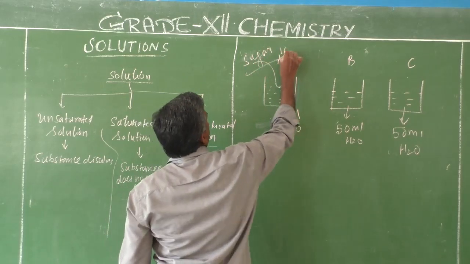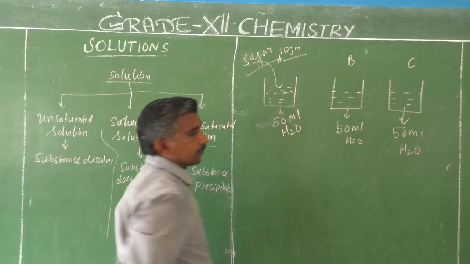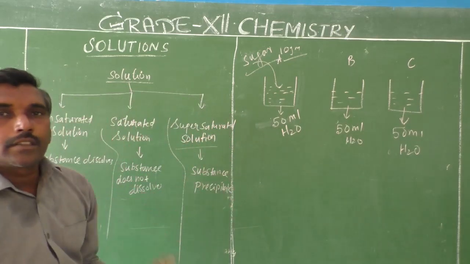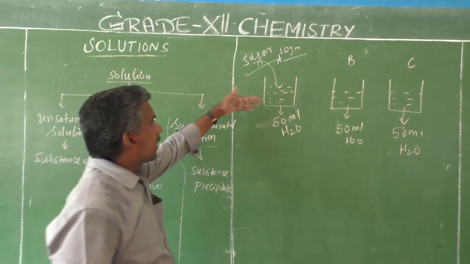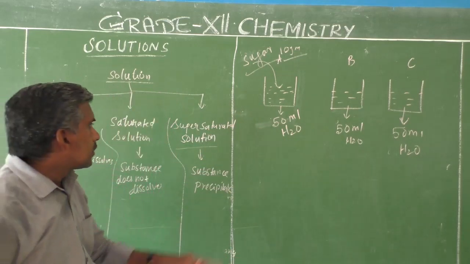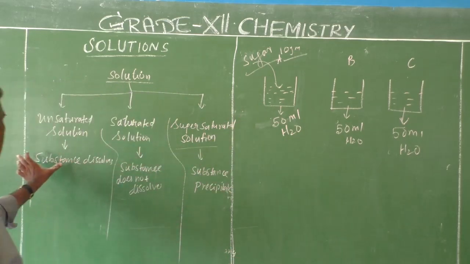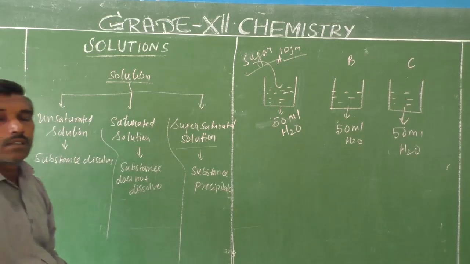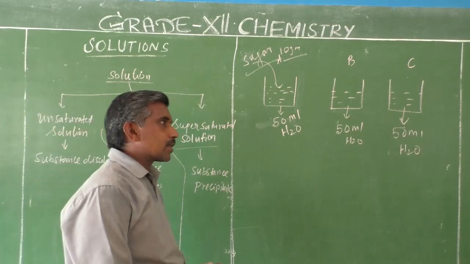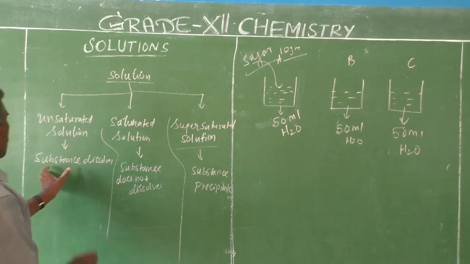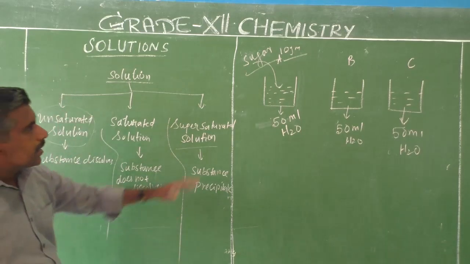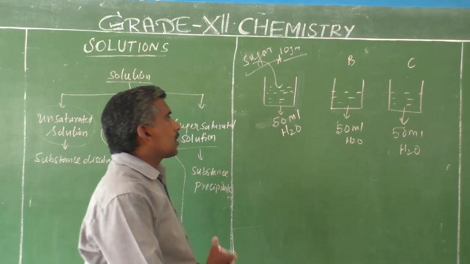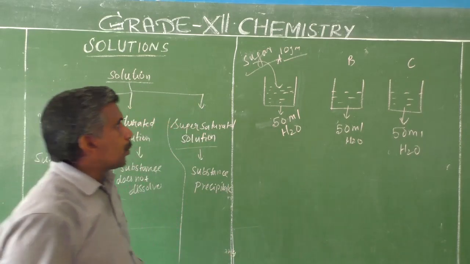You add 10 grams of sugar, for example. So it is dissolved. That sugar, 10 grams, is dissolved. This is known as unsaturated solution. The substance dissolved. That is known as unsaturated solution. It's not saturated.